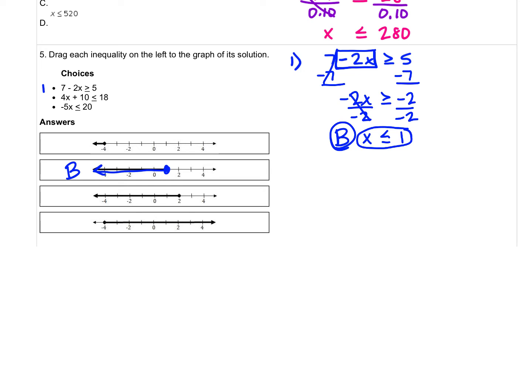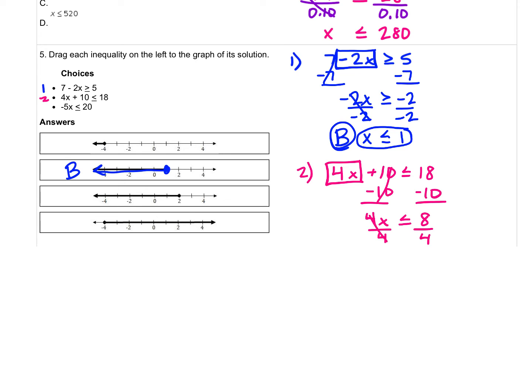The second one, that is 4x plus 10 is less than or equal to 18. We want to get the x term by itself, so we'll subtract 10 from both sides. We get 4x is less than or equal to 8, and then divide both sides by 4, and x is less than or equal to 2. The inequality that when graphed has x is less than or equal to 2 is this third one, answer choice. We'll call it C.